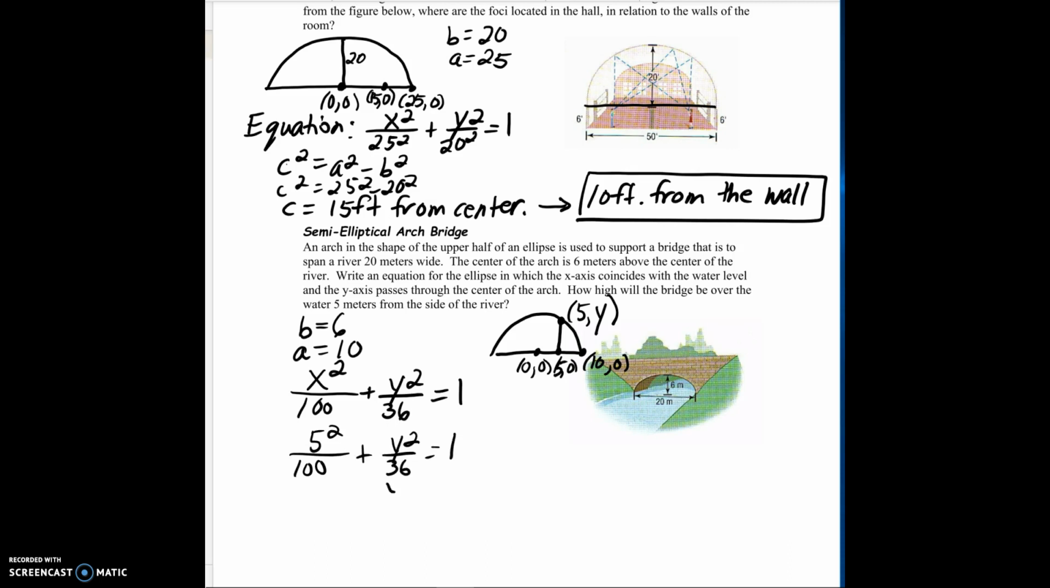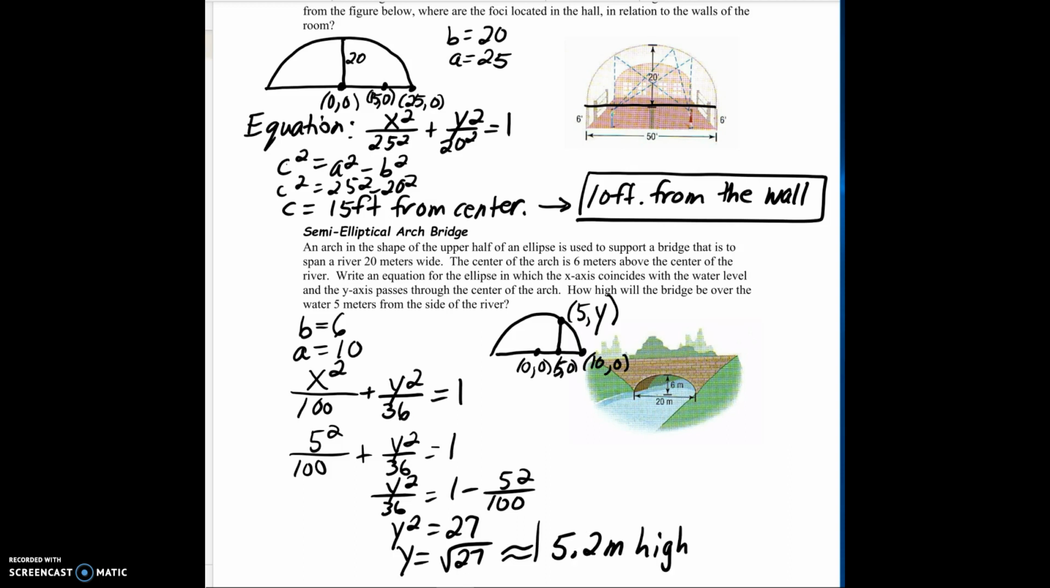So in the calculator, I would plug in 1 minus 5 squared over, I could put in 25 even, it's kind of silly, 1 minus 5 squared over 100. Multiply that by 36. Then take the square root, so it's square root of 27, which is approximately 5.2 meters high at that point. And sometimes it will be asking, like, will a certain height of a boat or something like that clear that height, but for now it's just asking what the height would be from that distance.